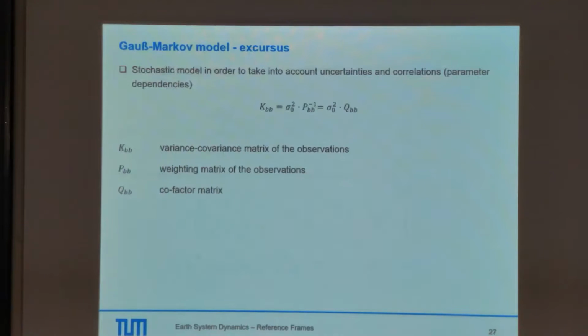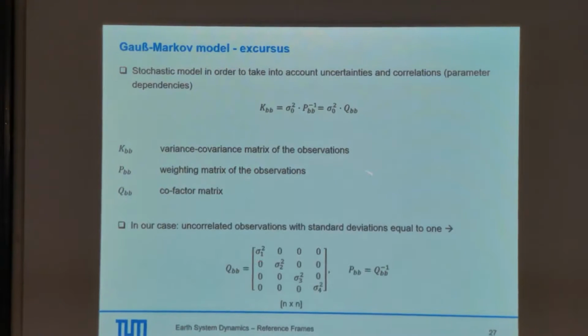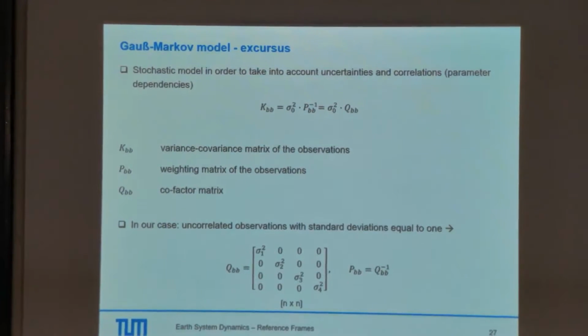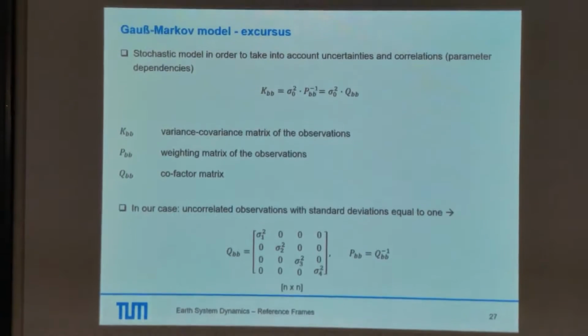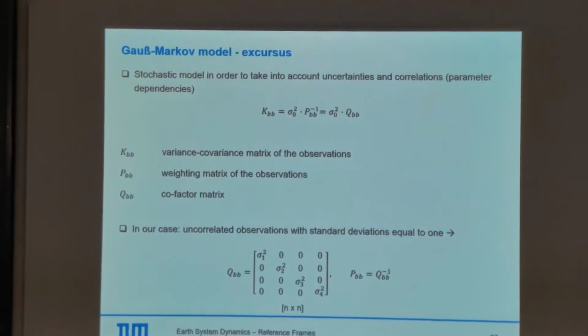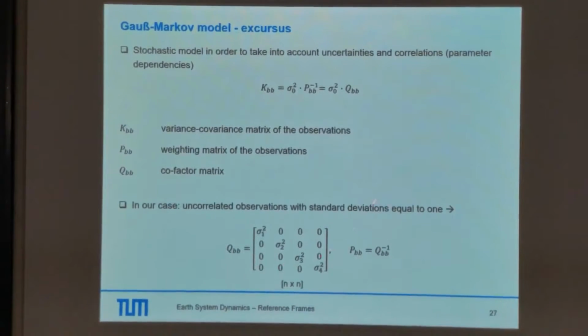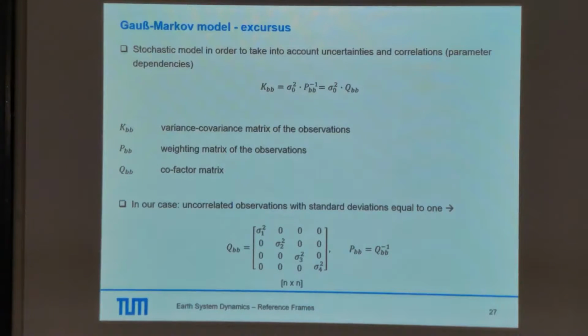If we now move on, we have also a stochastic model where the accuracies, or the standard deviations, of the different measurements are taken into account. Not so important here, because in our case we only deal with uncorrelated observations with standard deviations equal to 1. So we end up here with the weight matrix with 0 for all the off diagonals and 1 at the main diagonal.